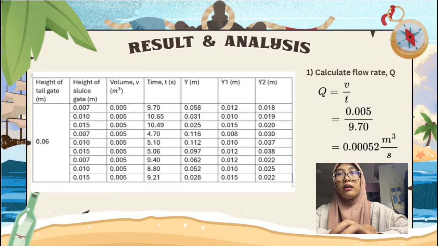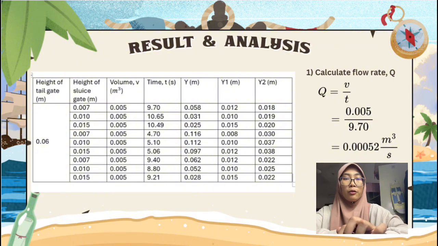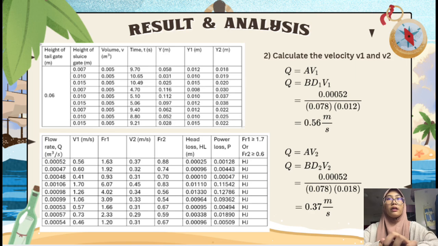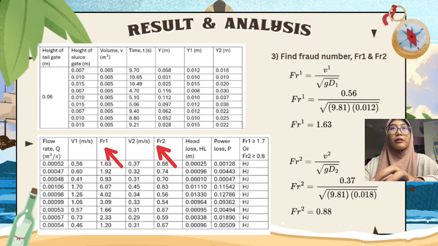Based on our experiment, we get the results of height of tailgate, height of sluice gate, volume, time, Y1, and Y2. The first step is we need to calculate the flow rate. Q equals V, volume, divided by T, time. Next, we need to calculate the velocities V1 and V2. We use the formula Q equals A, area, multiplied by V, velocity, same as Q equals B times Y times V. Next, we need to find the Froude numbers FR1 and FR2. We use the formula FR equals V, velocity, divided by the square root of G, gravity, multiplied by D, depth.